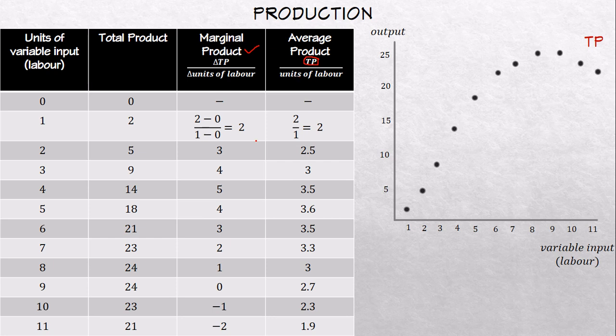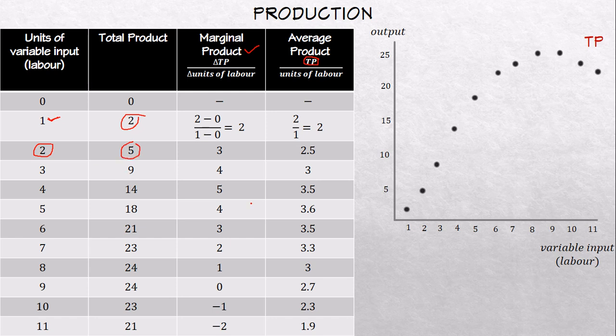Okay, so with this, if you want to find the average product when the labor is 1, it is going to be the total product divided by the unit of labor. So 2 divided by 1. So 2 divided by 1, you get 2. If you want to get the average product when the labor is 2, you take the total product, which is 5, divided by 2.